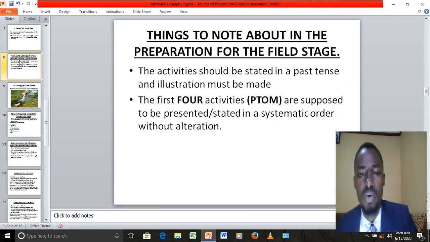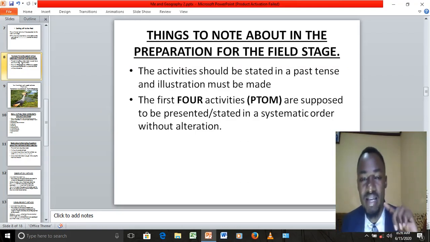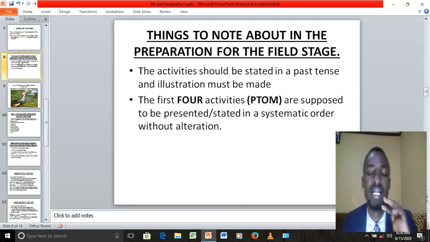Now, what should we note, or things to note about in the preparation for the field? I want to give you the final hints as you're attempting this part that basically requires you to hint on the activities that you carry out in preparation for the field. One, the activities should be stated in the past tense. That is very important. In the past tense, and illustrations must be made.